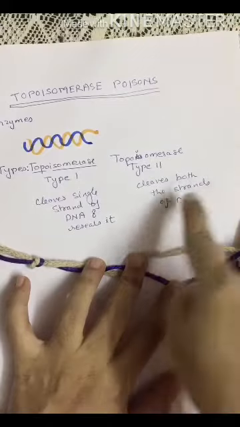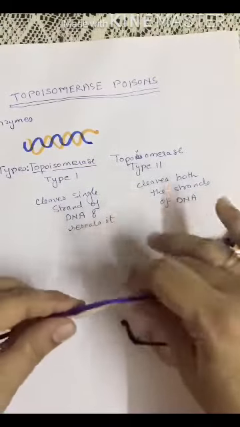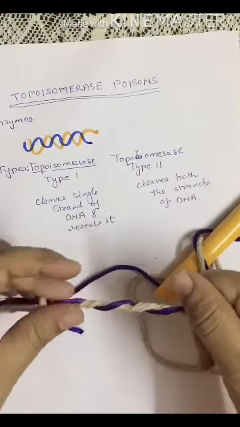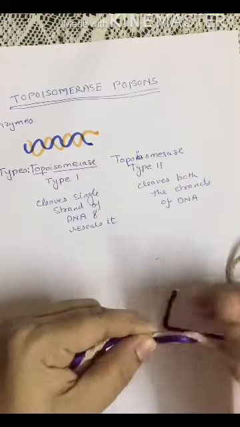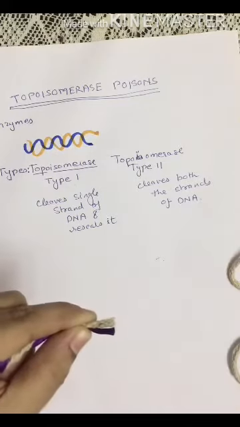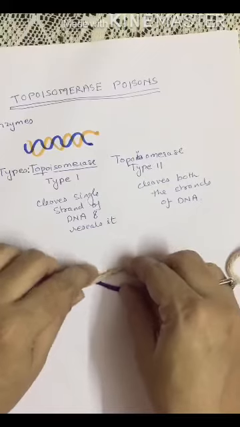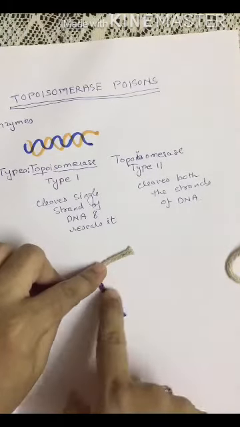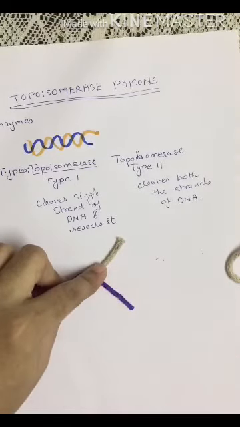In case of topoisomerase 2 enzyme, in this type of coiling, both the strands of the DNA are cut, and this way the strands, the base pairs, are exposed.